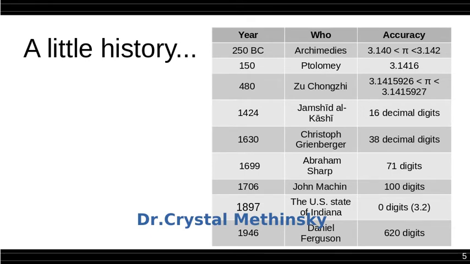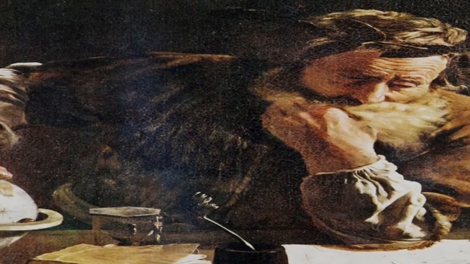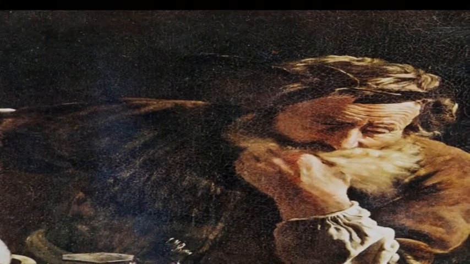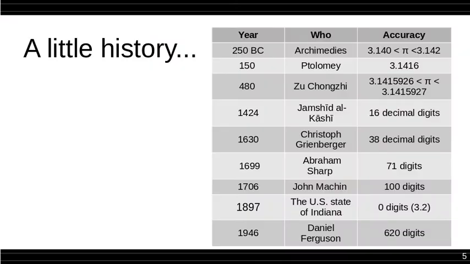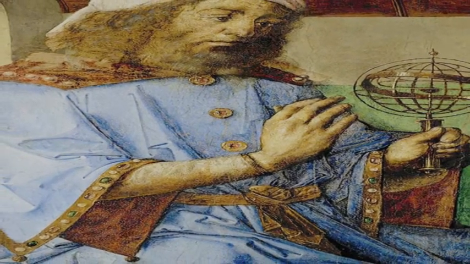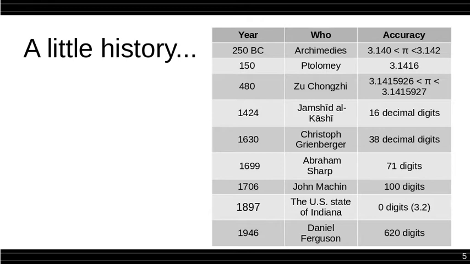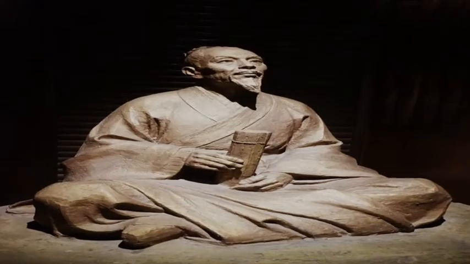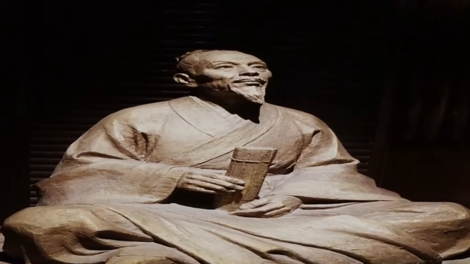So, in 250 BC, ancient Greek Archimedes cleverly found an algorithm to calculate a majorant and minorant for the number pi, and he got it right by 2 decimal places. In the year 150, ancient philosopher Ptolemy got it right by 3 decimal places. In the year 480, philosopher Su Chongzhi got it right by 6 decimal places.